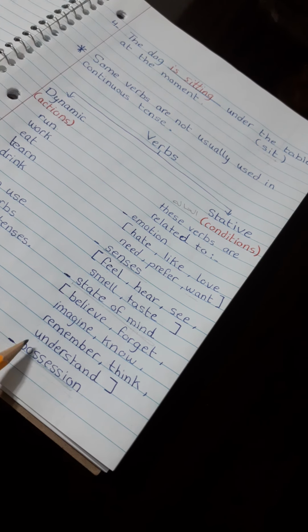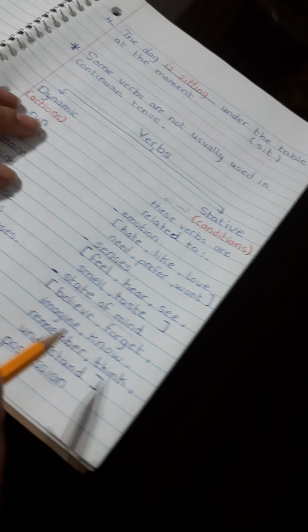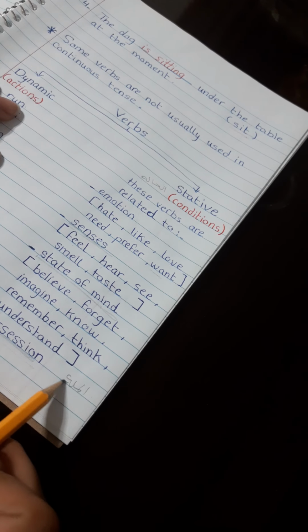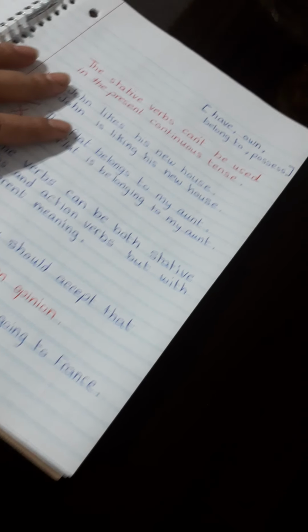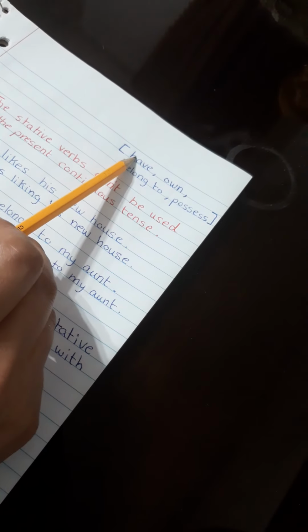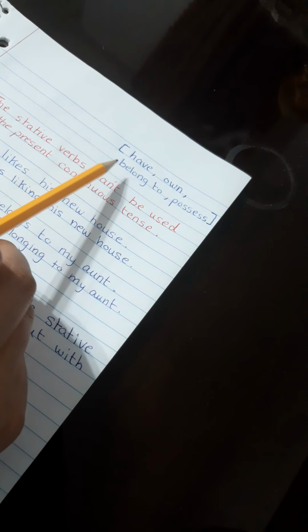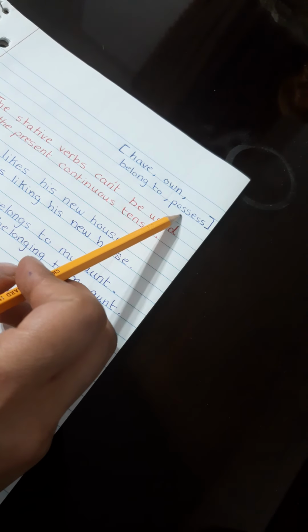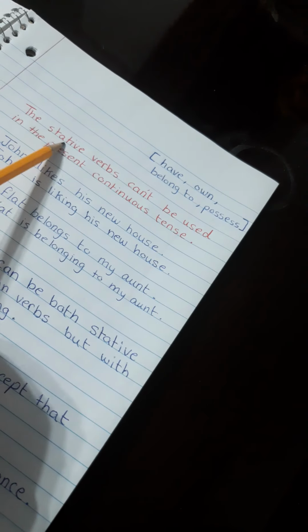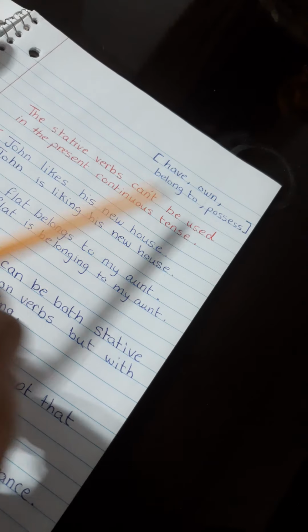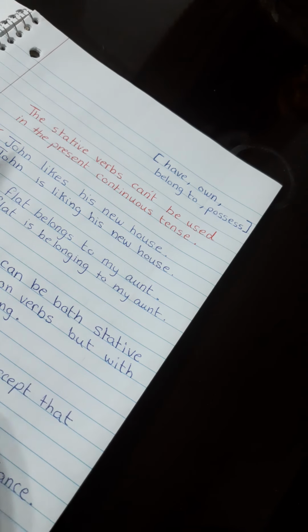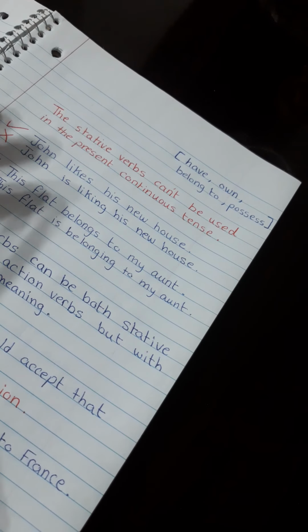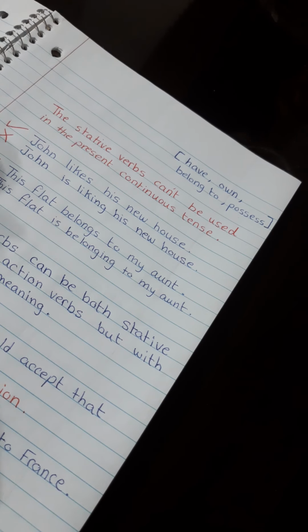Here we have possession اللي هي الملكية. كيف؟ We have, own, belong to, possess. يملك. The stative verbs cannot be used in the present continuous tense. هدول الأفعال ما بنقدر نستخدمهم بالpresent continuous، يعني ما بنقدر نضيف عليهم ing.